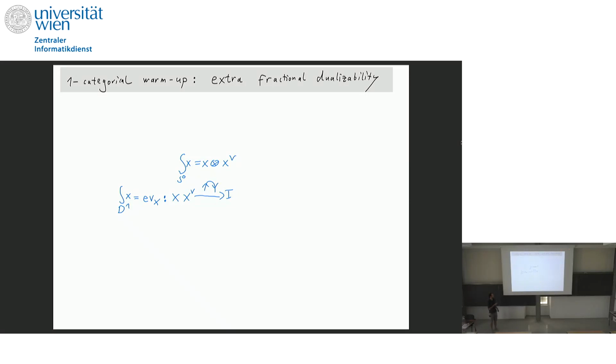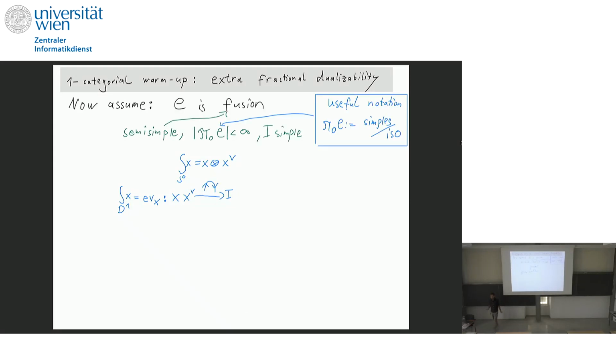And what's this object evaluated on the one disk? That's this evaluation morphism that we've drawn. Okay, and of course, we don't necessarily have a morphism back. However, and now I'm going to move into the semi-simple world. If C is not just a monoidal one category, but if C is a fusion category, it means it's a semi-simple category. It has a finite number of simple objects and the tensor unit is simple.